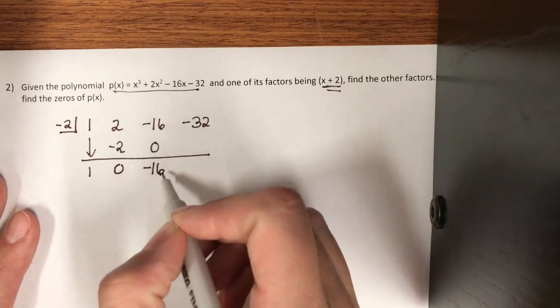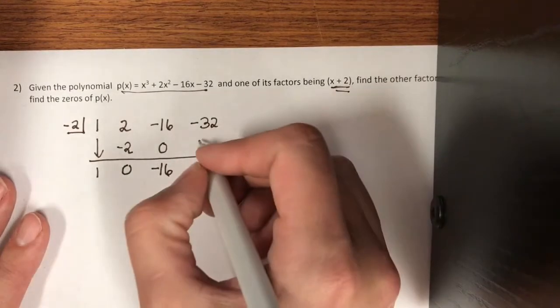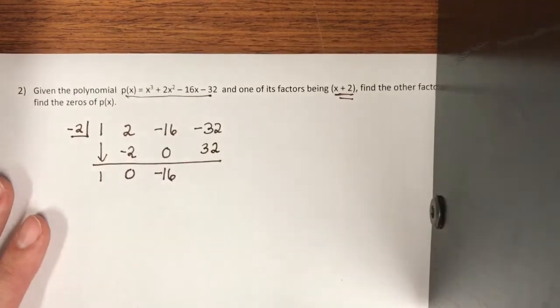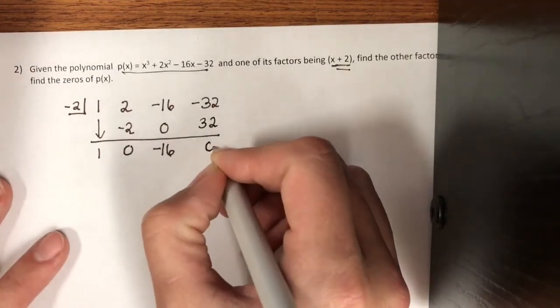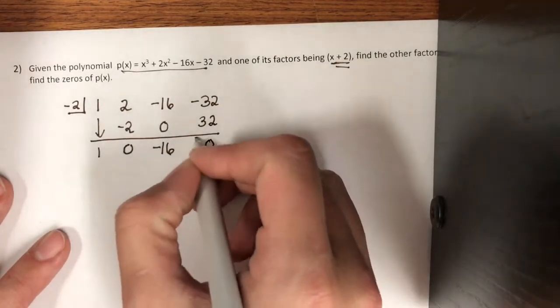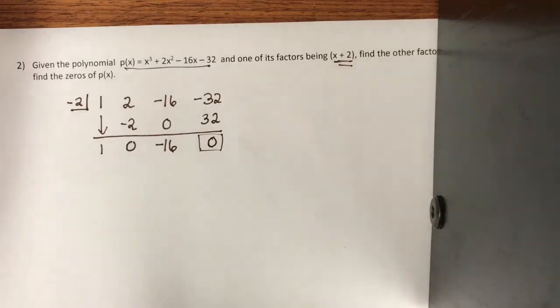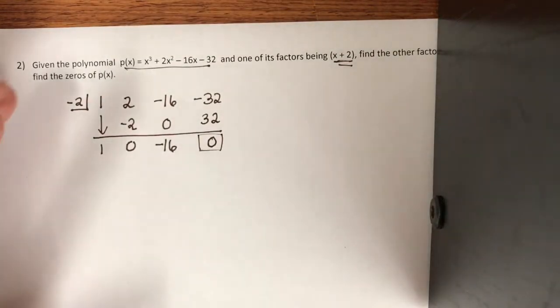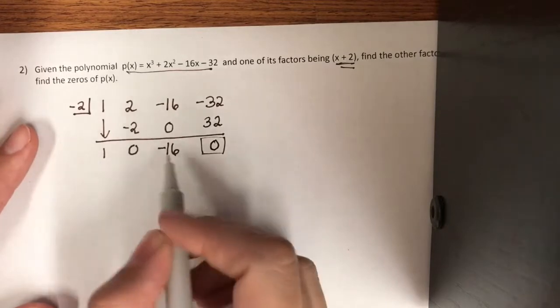Then I'm going back to multiply again. Negative 16 times negative 2 is positive 32. And when I add those together, I have a remainder of 0, which is good because we knew that x plus 2 is a factor. So it had to have a remainder of 0. So now we can figure out what we have left.